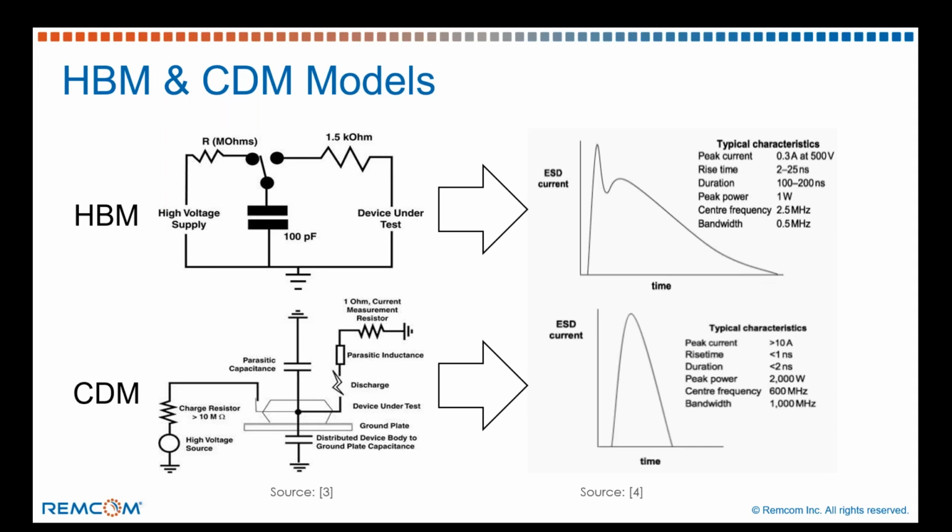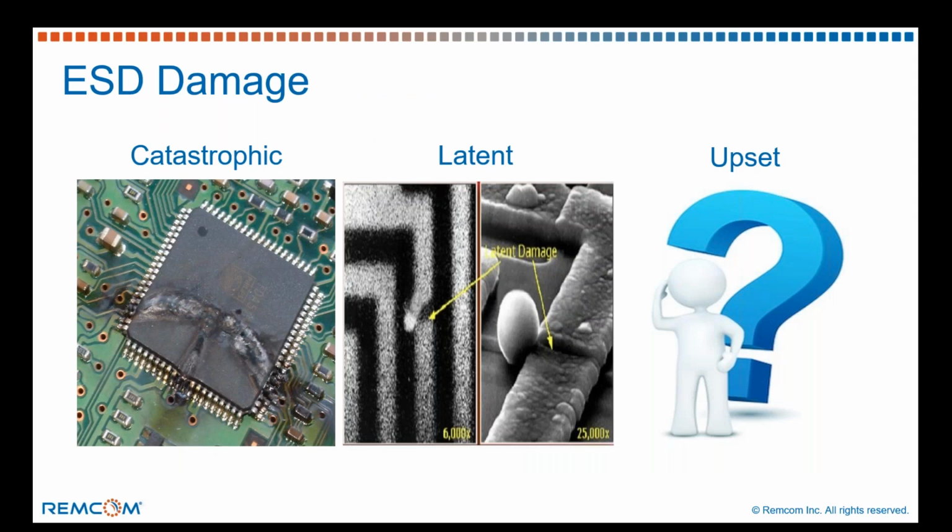The charge device model is between two conducting objects, and where you might encounter this more so is if you're in an assembly line environment and you have a device traveling down the assembly line and it's actually picking up charge from the conveyor belt, and then it comes into contact with maybe another device or maybe a conducting wall, and you would have a discharge between those two devices. In this case, the charge device model is a good representation of that pulse ESD discharge.